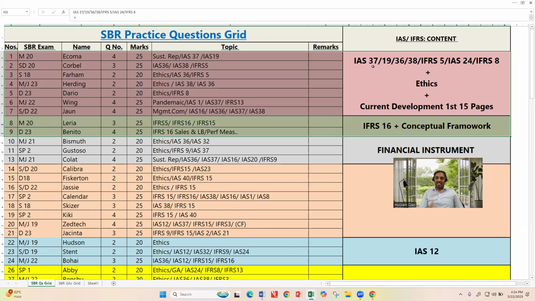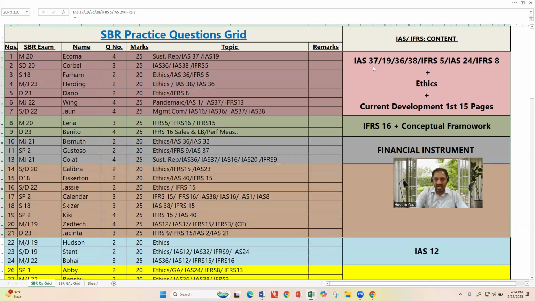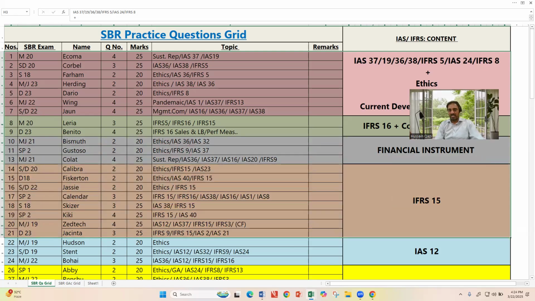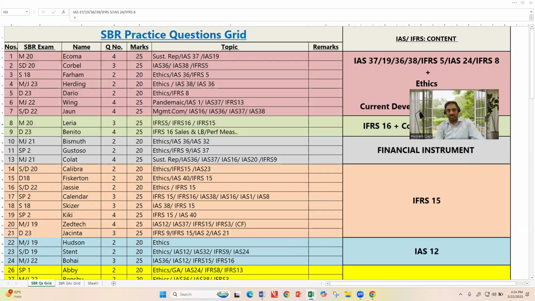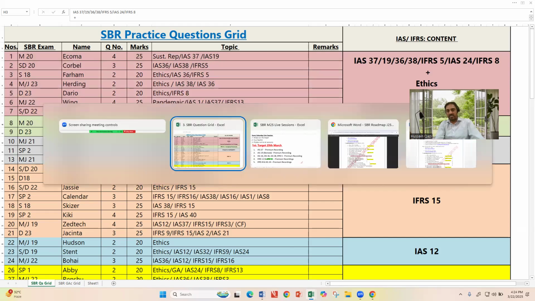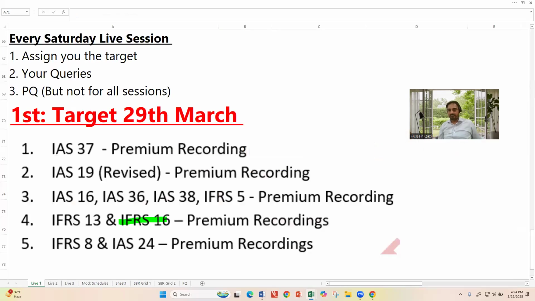Then I will assign you the target IFRS 16 plus the conceptual framework. Then you need to attempt these questions. Then financial instruments, then IFRS 15 and so on. Don't worry, I will share this question grid file with you. In fact, the question grid document is available in the folder. So that is the SBR structure. The first class agenda is covered now.